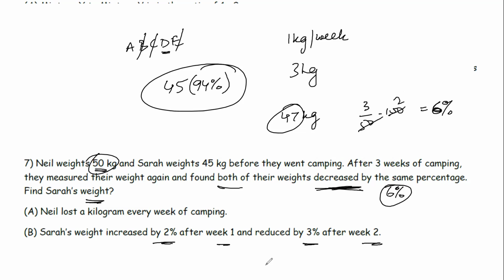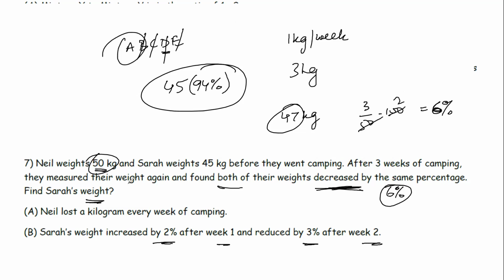And with statement B alone, Sarah's weight increased by 2% after week 1. So we can do the math of 45 plus 2% of 45, and then whatever that number is, it reduces by 3%. But then we don't know what happened after week 3, right? So we don't have any kind of way to cross check also, because Neil's information is given in A. So B doesn't answer. Therefore, only A is the answer.